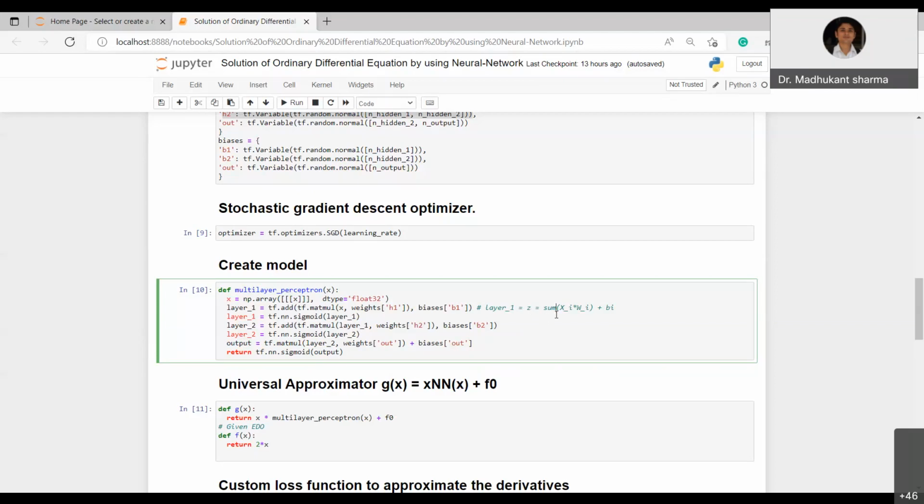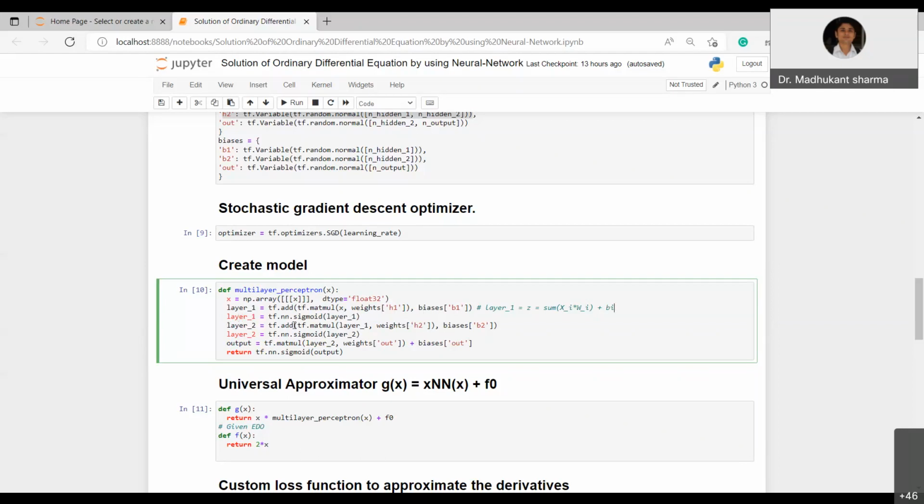Z is equal to the summation of xi wi plus bi. It means multiplication of the input x with the weights and adding some bias, and it goes toward the next node. So layer 1 is just matrix multiplication of x with the weights we have defined, w1, and then adding some biases, b1.